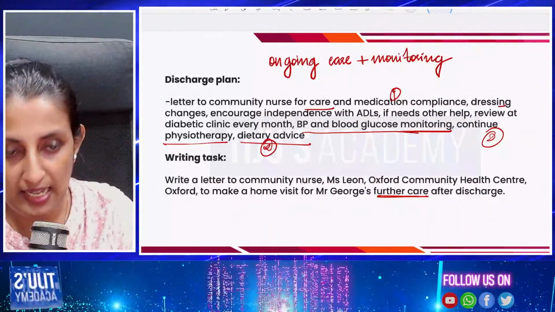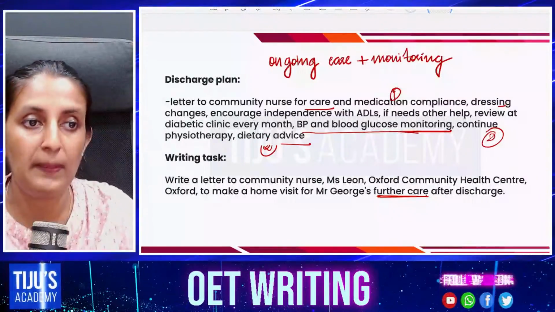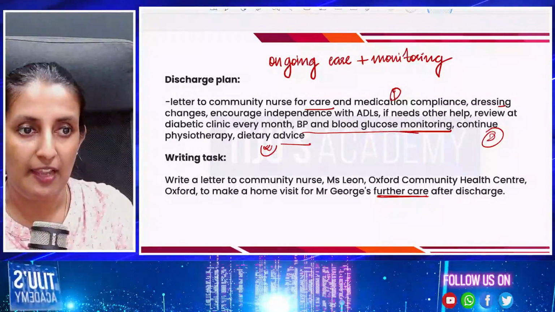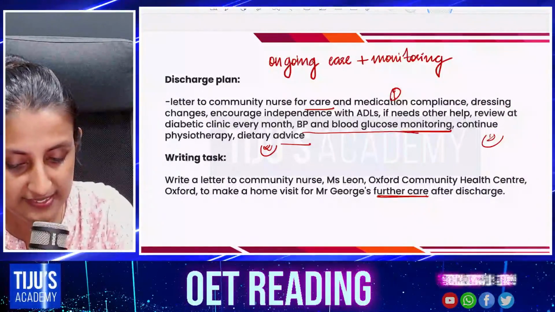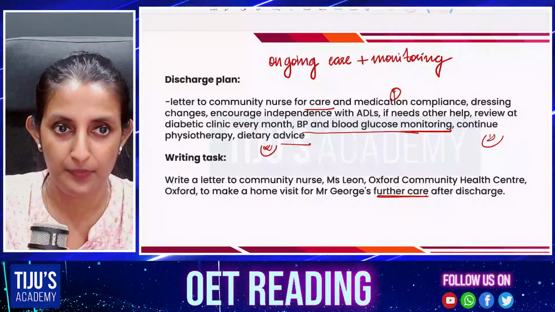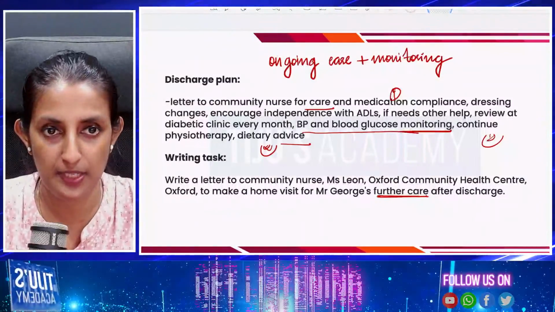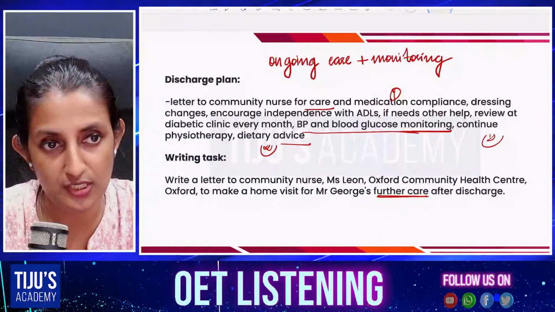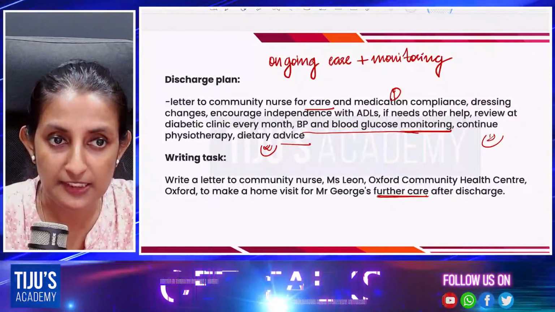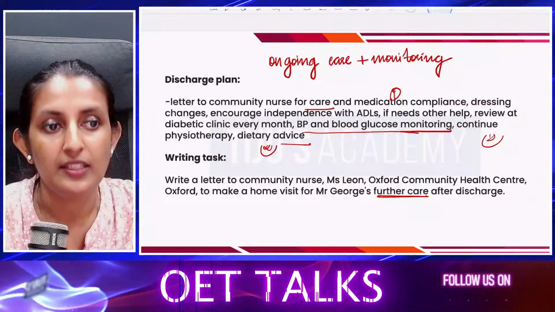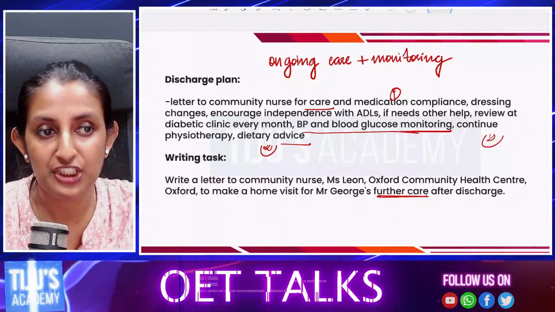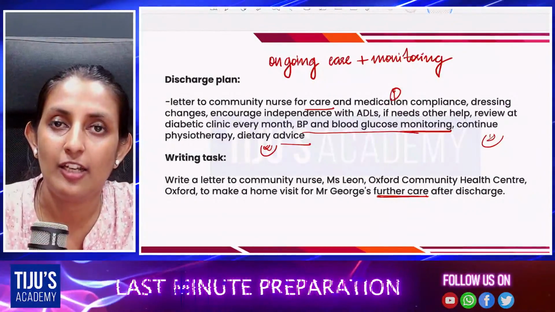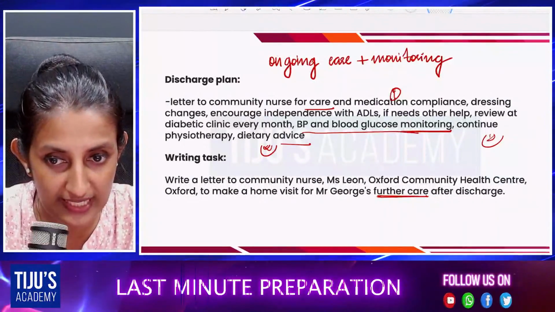So after everything, what is the last point? Diabetic clinic. So please note, he has a review at diabetic clinic every month. So this is how we can conclude the discharge plan. First line, it would be appreciated if you could provide daily dressing for Mr. George. Second line, please monitor his BP and blood glucose level. Third one, it is important for him to follow medication compliance, dietary advice and physiotherapy.